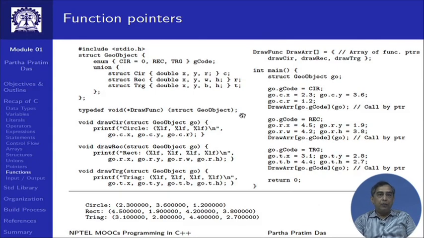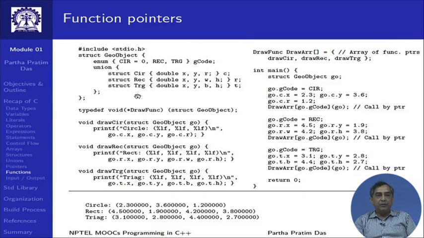So, we have a structure for each one of them. A circle is x y, that is the center, and the radius. A rectangle is x y, say the left bottom corner, width and height. And a triangle is x y, which is the right angled corner, the base and the height. And here we make a structure, again a typical way to write in C.